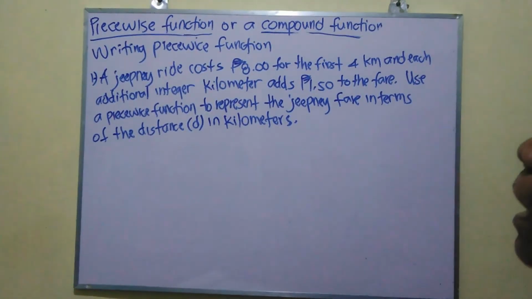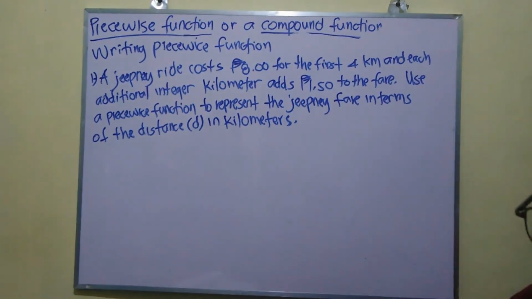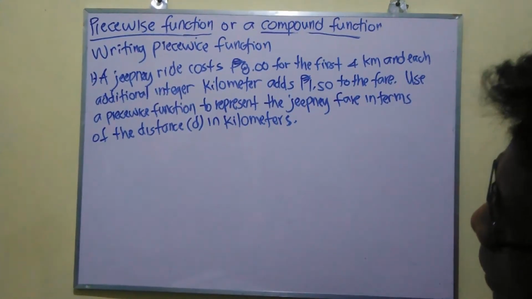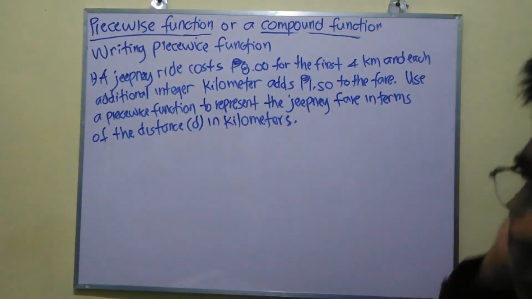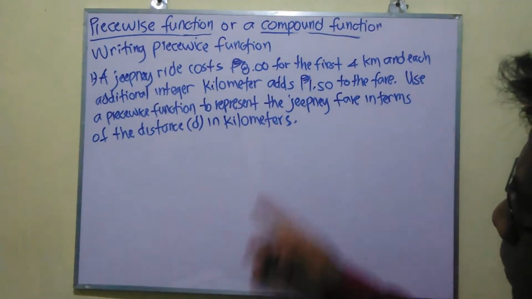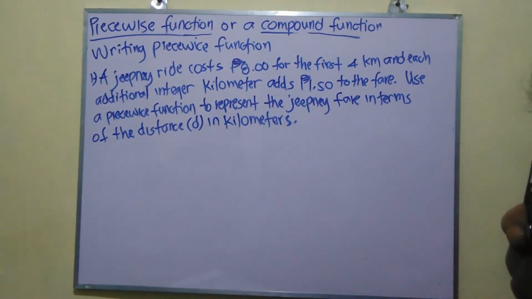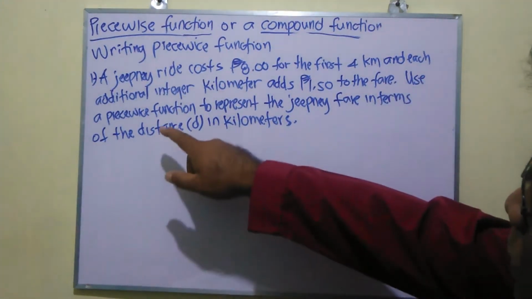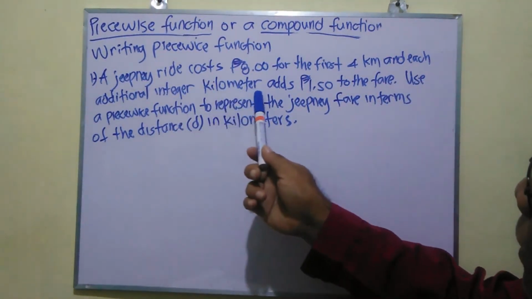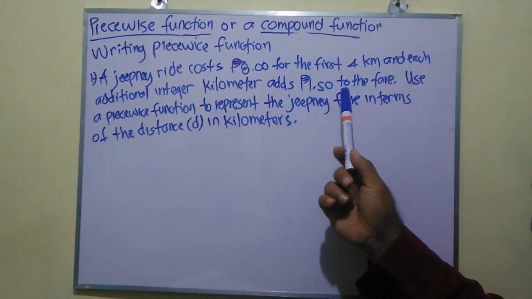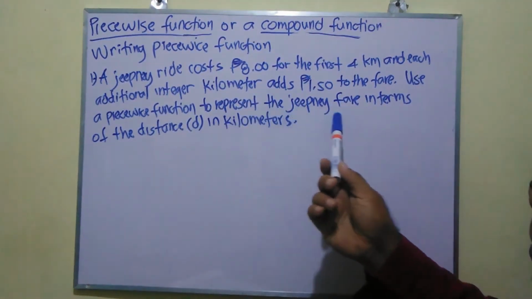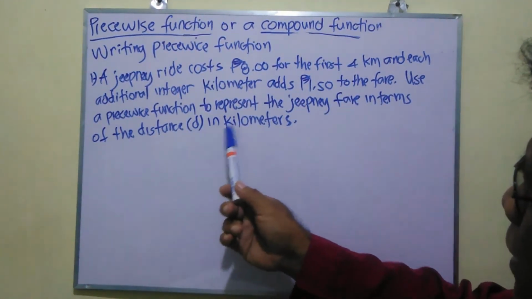Okay, so I will give you an example on how to write a piecewise function from the given word problem. Okay, this is the problem. A jeepney ride costs 8 pesos for the first 4 kilometers, and each additional integer kilometer adds 1.50 pesos to the fare. Use a piecewise function to represent the jeepney fare in terms of the distance d in kilometers.